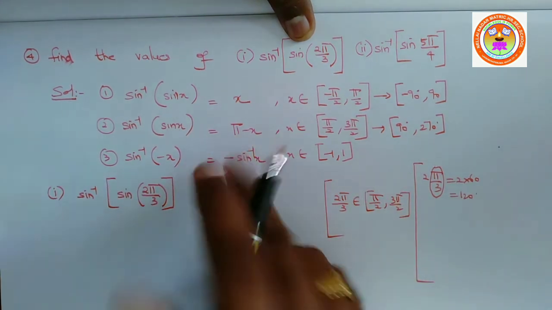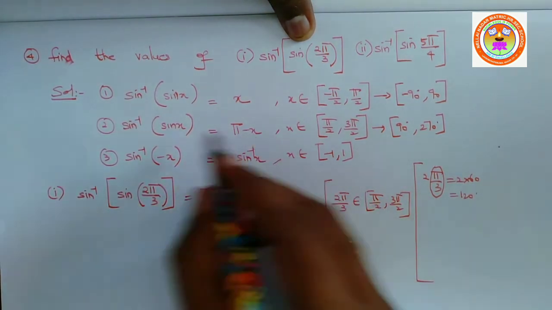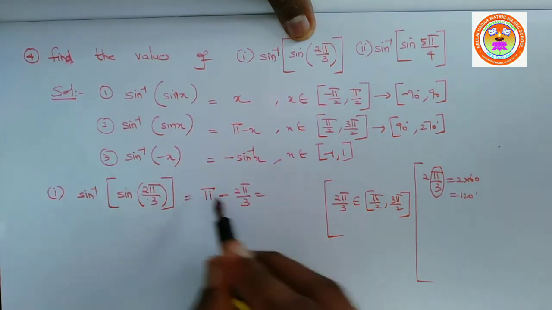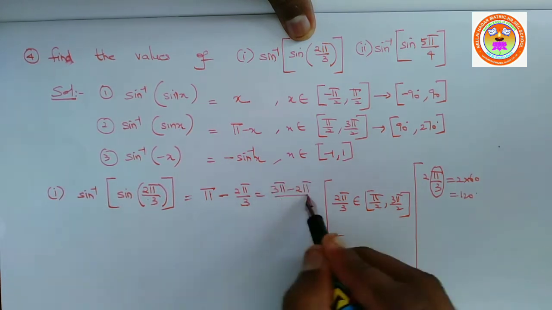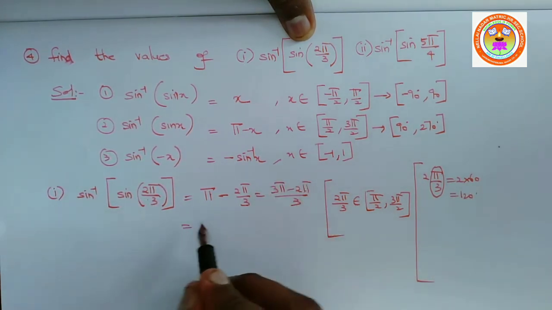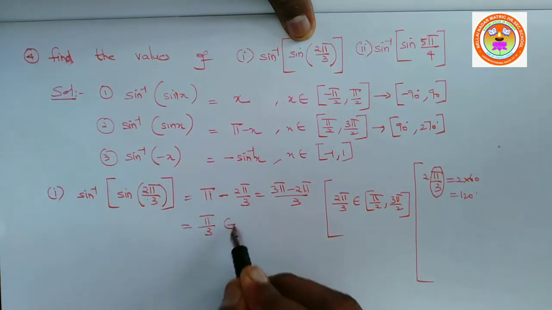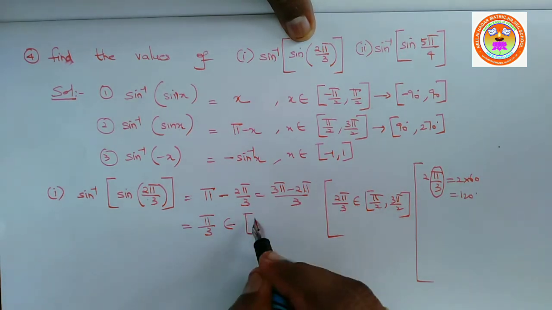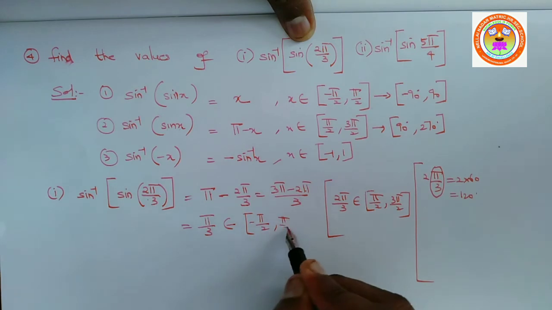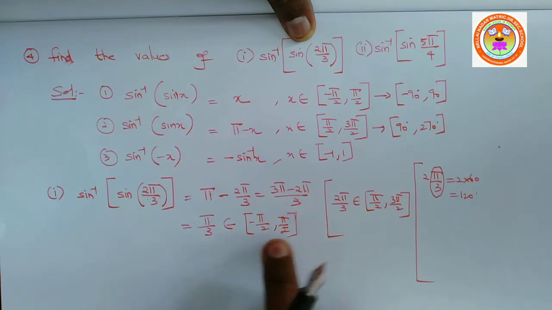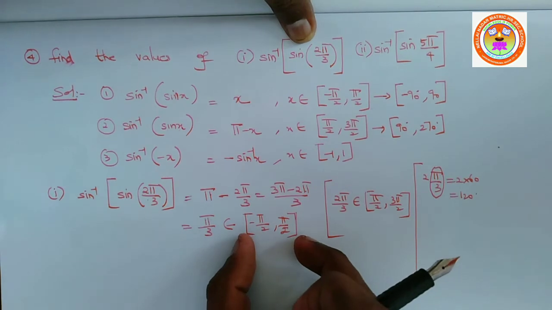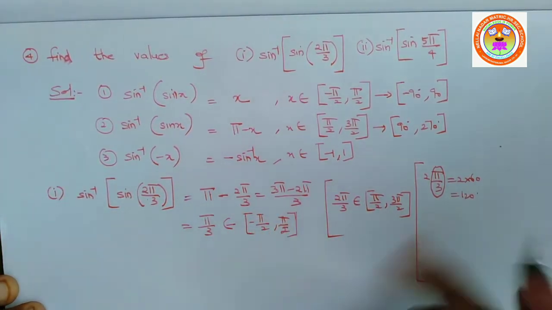So we need to use the answer π minus x, where x is 2π/3. Cross multiply: 3π minus 2π over 3 gives π/3. This π/3 is nothing but 60. This 60 belongs to (−π/2, π/2). You need to write the principal domain value only, minus π/2 to plus π/2. So π/3 belongs to minus 90 to plus 90. I am writing it like this, so write (−π/2, π/2).